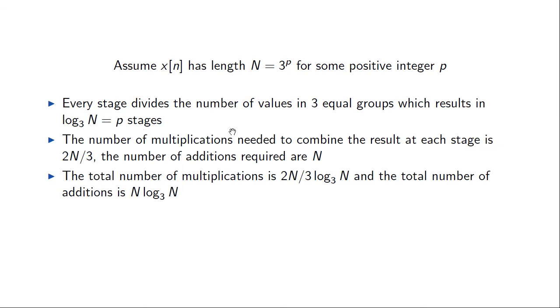Then we need to combine the result in each stage. Using a similar argument, we would see that you would have 2n over 3 multiplications per stage, and the number of additions and subtractions you would need would be equal to n. So the total number of multiplications would be 2n over 3 times log base 3 of n, and the total number of additions would be n log base 3 of n. If we just look at the complexity order, that's equivalent to an order of n log n.